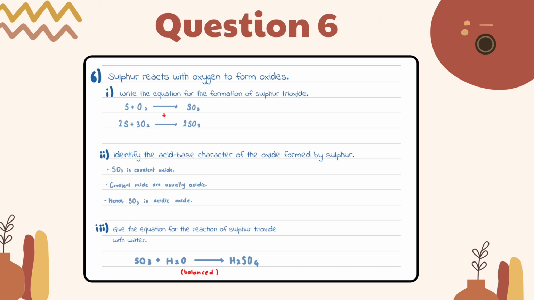So we move to the very last question. Give the equation for the reaction of sulfur trioxide with water. You will get your answer, which is the equation SO3 plus H2O will become H2SO4, and it's already balanced. So you don't need to balance it.